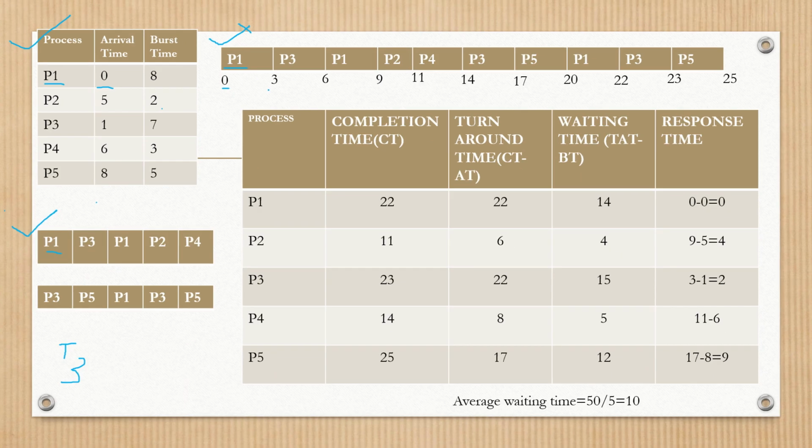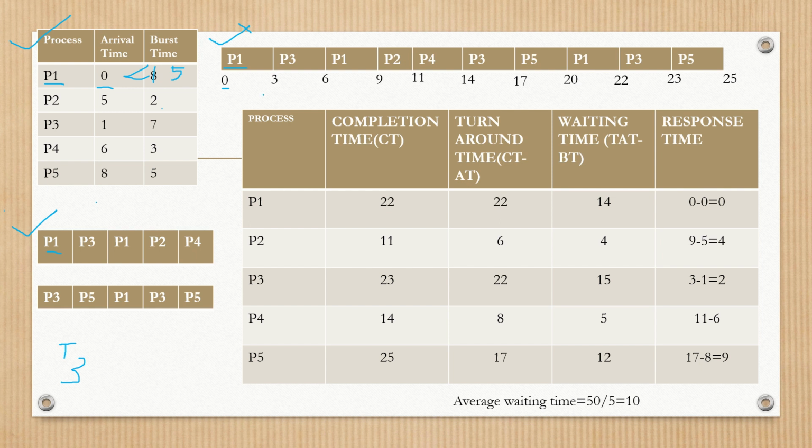So at time 3 it has executed. Out of 8 you have to reduce 3 units of time. Process P1 burst time is 8, right? So 8 minus 3, the remaining burst time of P1 is what? 5. 8 minus 3, so 3 executed. The remaining burst time of P1 is 5.